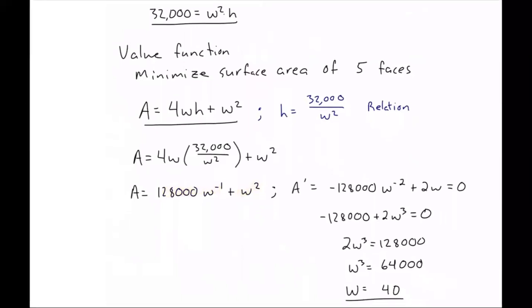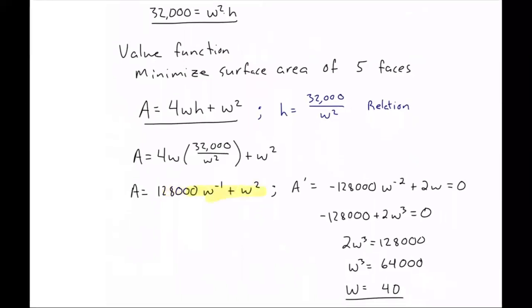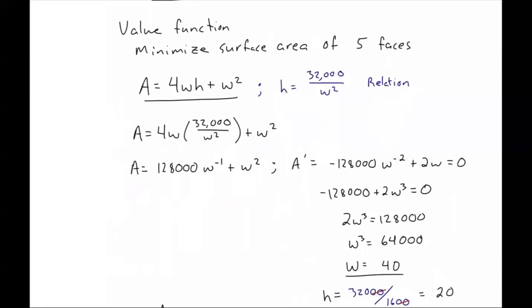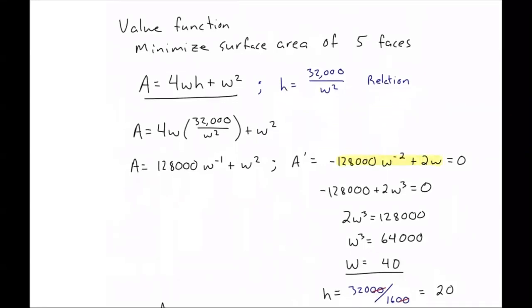I'm going to take the derivative. It's all one variable now, W. I'll take the derivative with respect to W and set it equal to 0. So here's where that work happens. Here's my derivative, right? Just straight power rules. Here's me setting it equal to 0.